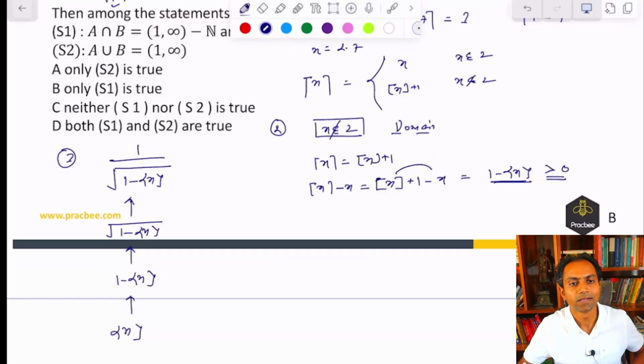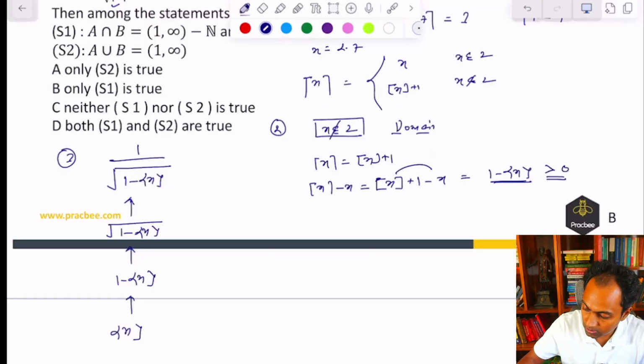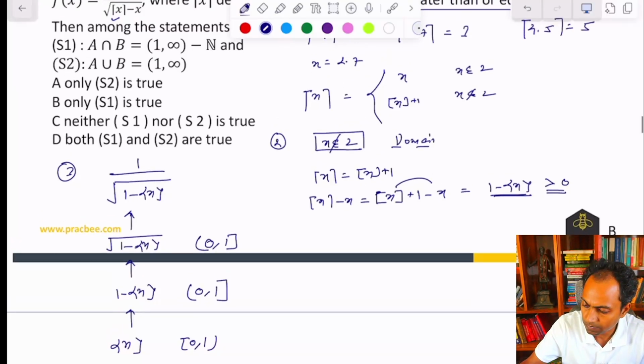You can see that I am using the idea of composite functions to find the range. So this range lies between 0 and 1. 0 is included, 1 is not. If I subtract this from 1, if I subtract 0, it will become 1. If I subtract 1, it will become 0. So this again becomes, but this open and close will get exchanged. If I put a root over it, still it will remain the same.